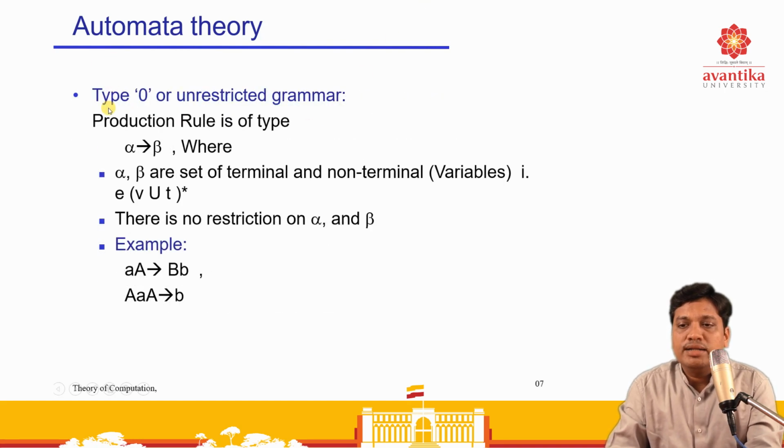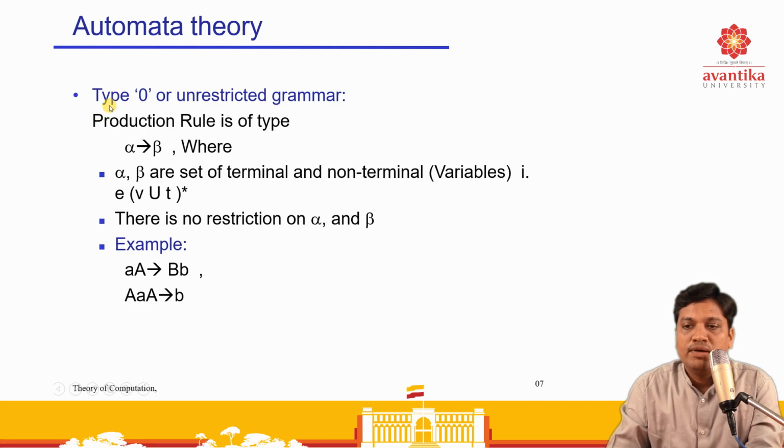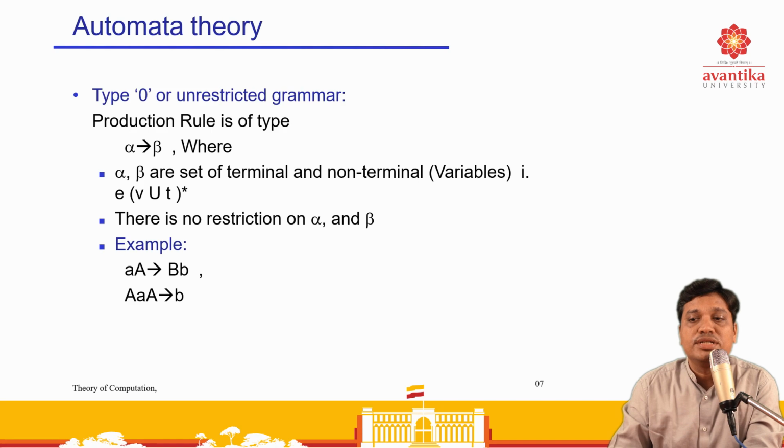So these are the production rules defined by Chomsky. That is the first rule, type 0. Type 0 grammar is also called unrestricted grammar. There is no restriction on the left-hand side or right-hand side. Here we represent the production rules. In production rules, we define alpha tends to beta.